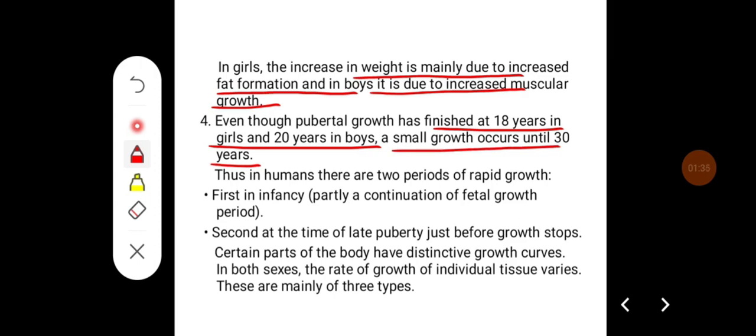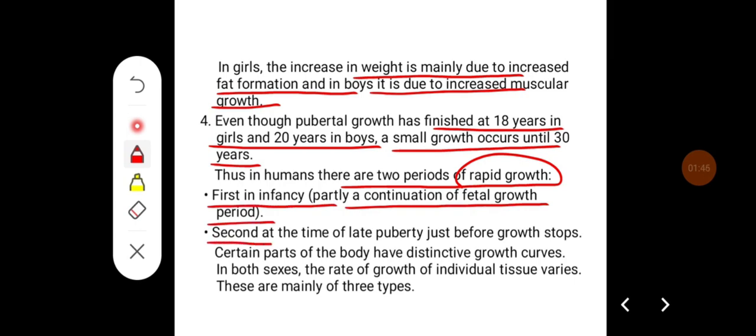Thus, in humans, there are two periods of rapid growth. The first occurs in infancy, and probably that is partly a contribution of the fetal growth period, and the second occurs at the time of late puberty, just before the growth stops. Certain parts of the body have distinctive growth curves.